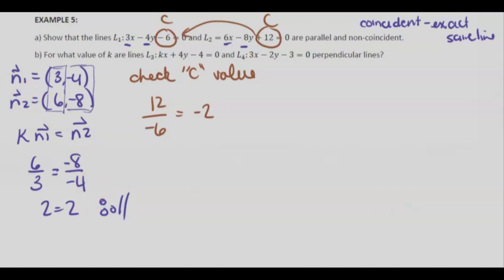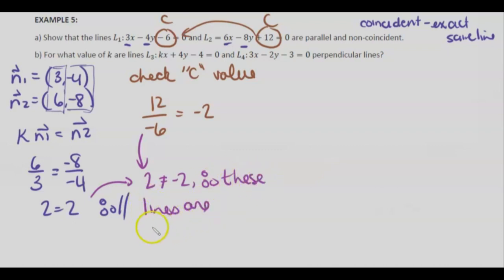So let's take a look at these. 2 does not equal -2. Therefore, these lines are non-coincident. They're not the same lines. It's essentially saying that they're going to go through different y-intercepts.